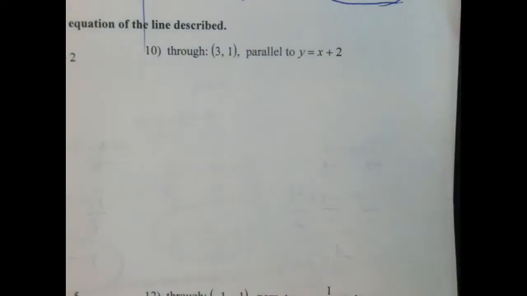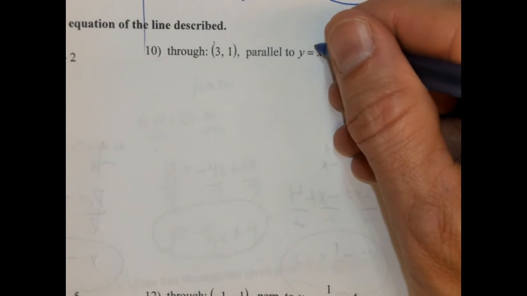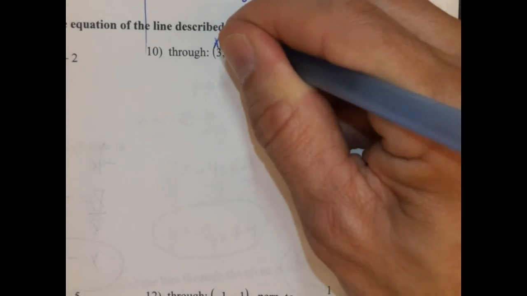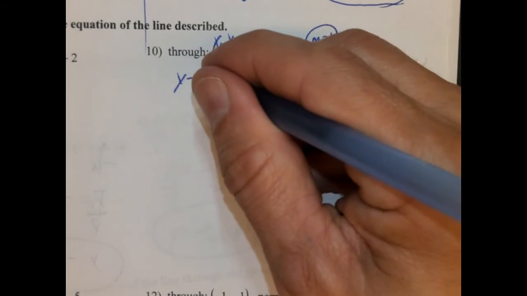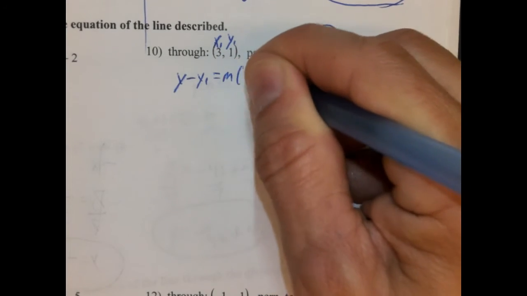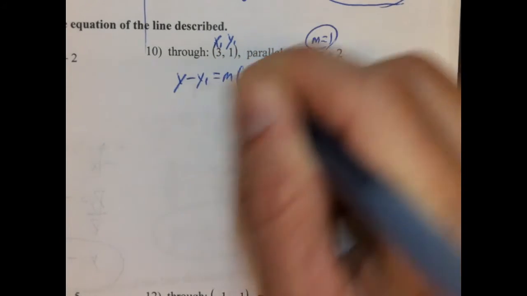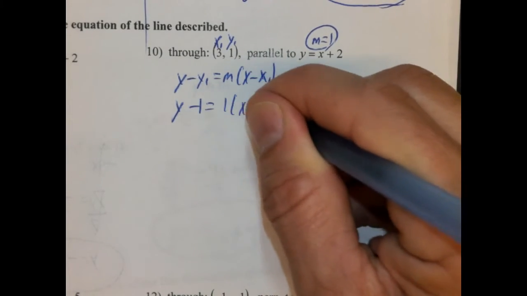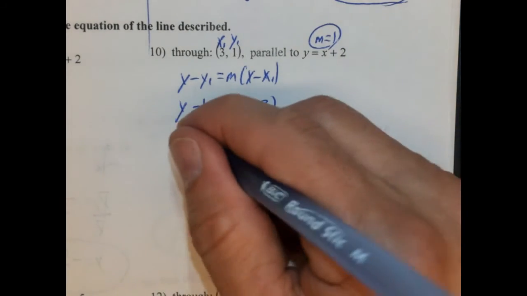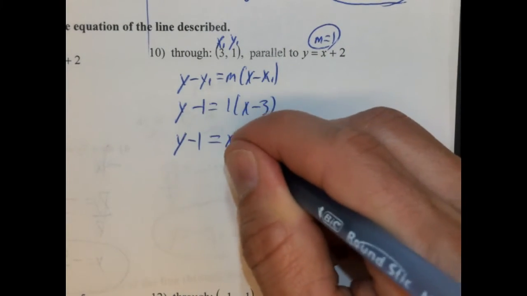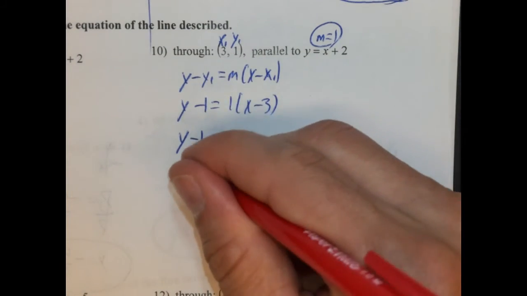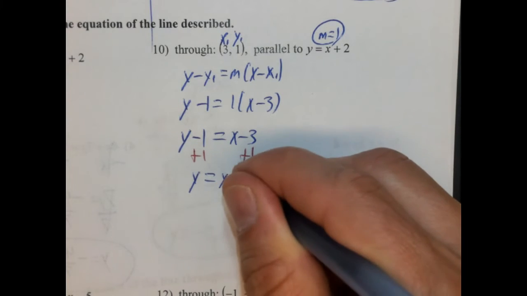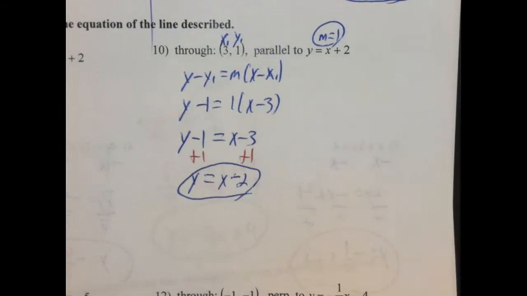And then number 10 is parallel to this, so our slope is going to be 1, because that's the number in front of x, even though we know it's kind of invisible. x1, y1. So y minus y1 equals m parentheses x minus x1. So y minus 1 equals 1 parentheses x minus 3. Y minus 1 equals x minus 3. Going to add 1 to both sides. Y equals x minus 2. Here we go.